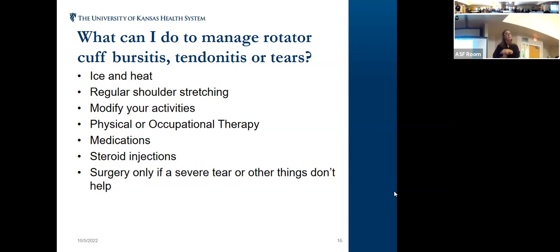If we try all of those things and you're still hurting, then we move to a steroid injection. Those are things that a rehab doc like myself can do in clinic, or some primary care doctors do those. So it doesn't have to be an orthopedic surgeon or something like that. Surgery is really reserved only if there's a severe tear or all this other stuff doesn't help. And a lot of people don't end up recommending surgery for rotator cuff injuries after stroke. So a lot of conservative management for those.